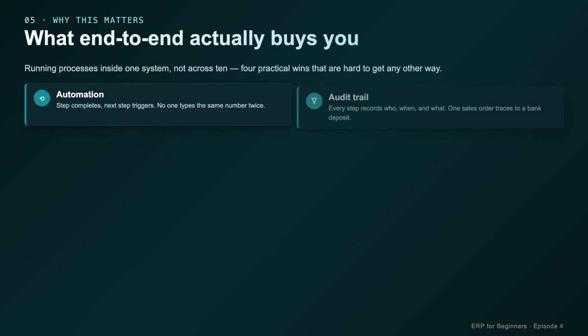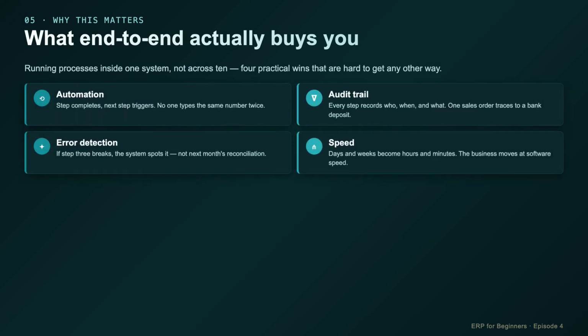Why does this matter? Running a process inside one system, not across 10, buys you 4 practical things. Automation. Step completes, next step triggers. No one types the same number twice.